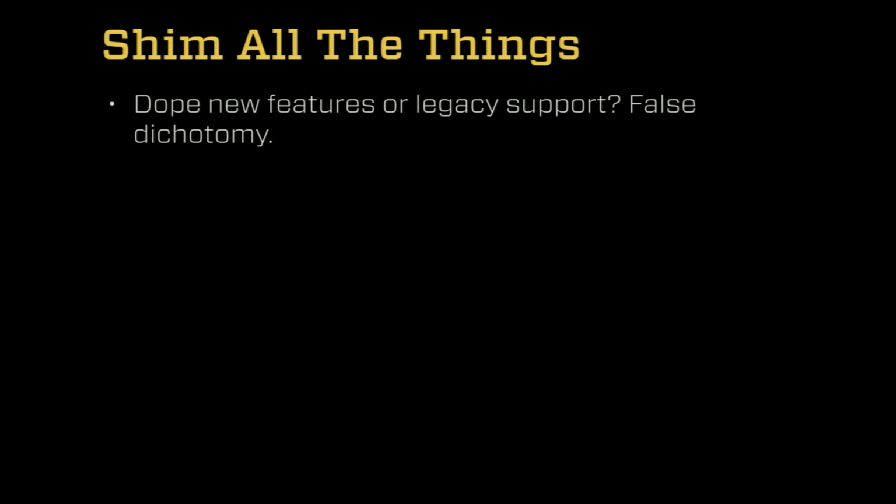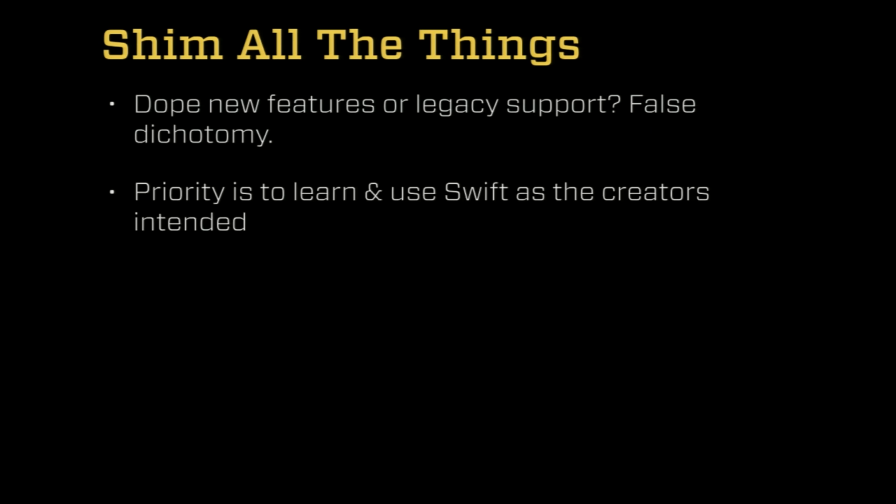So the idea is we wanted to write really cool Swift stuff, but have legacy support. We realized early on that you don't have to do either or. You can actually do both if you throw a little dirt on it. So our priority was to learn Swift and write it in the way that the creators saw fit. We wanted to write idiomatic Swift, beautiful, pure Swift, without having to worry about the dirt that Objective-C made us rub on our bodies every day.